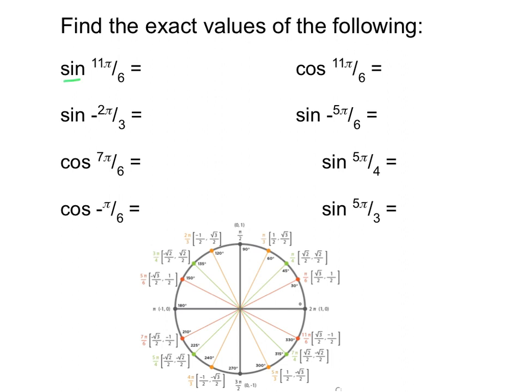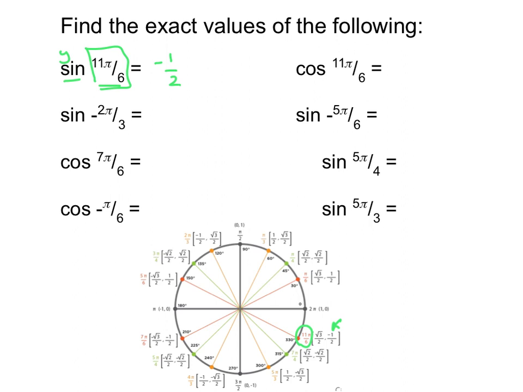So the first one, we want sine when theta is equal to 11 pi over 6. So we're going to go to 11 pi over 6, which is right here. And because we have the sine, we know that's the y value. So I want the y value, and it is negative 1/2.